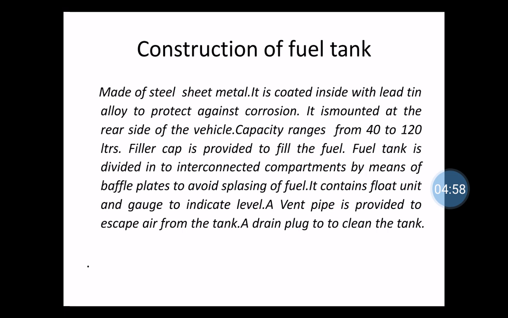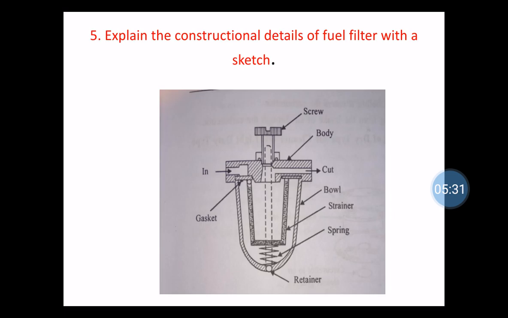It contains a float unit and gauge to indicate the level of the fuel. A vent pipe is provided so that air can escape from the tank. A drain plug is provided at the bottom to clean the tank or to remove particles which collect at the bottom of the tank. So it is a 5 marks question, sketch and a little explanation we have to give.